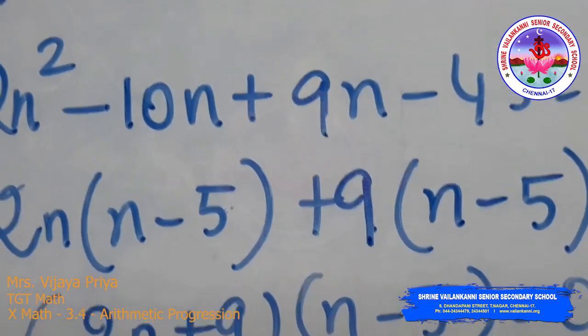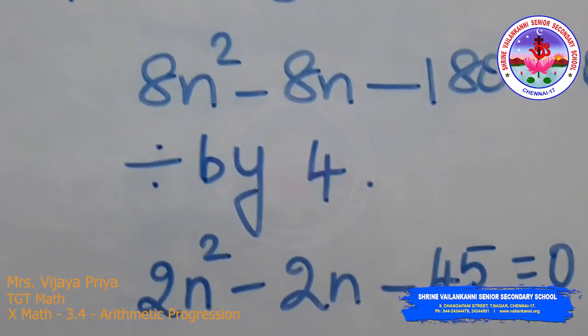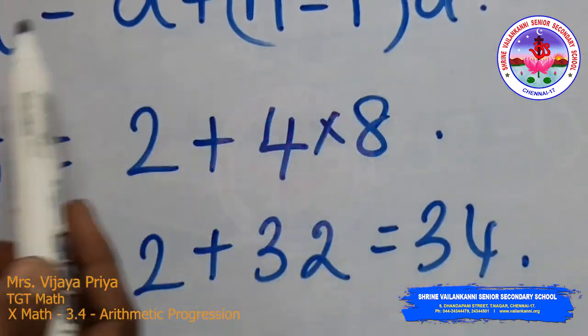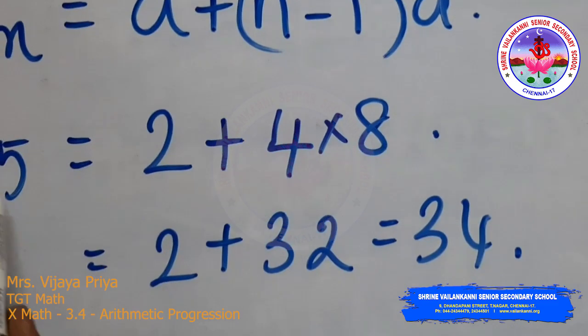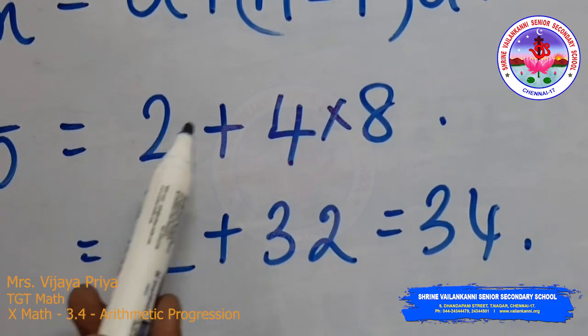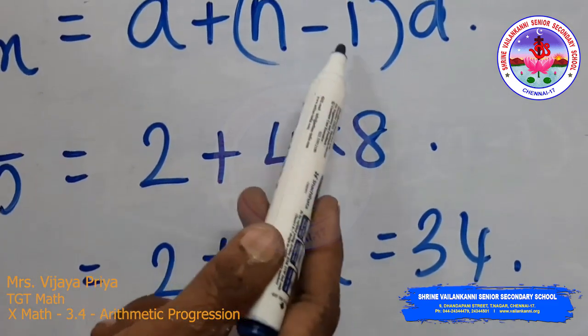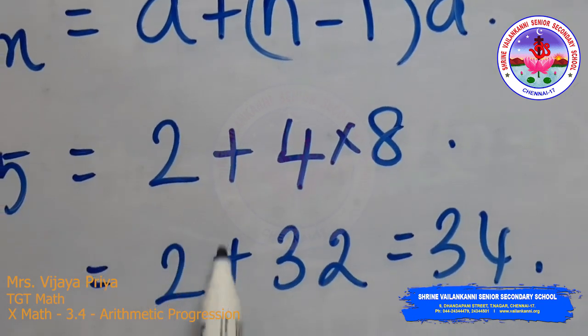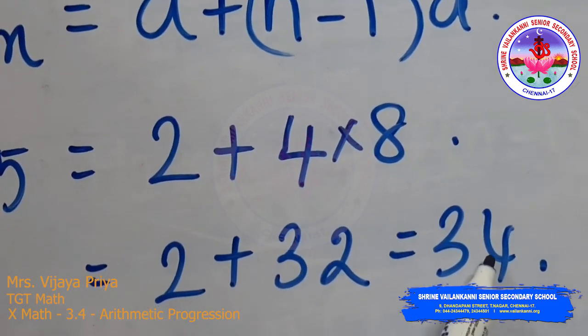From this I am going to substitute in my an. So an is equal to a plus (n minus 1) into d, where n I got as 5. So fifth term will be equivalent to 2 plus (n minus 1, which is 5 minus 1, 4) into the common difference, which is 8. So 2 plus 32, which is equal to 34.